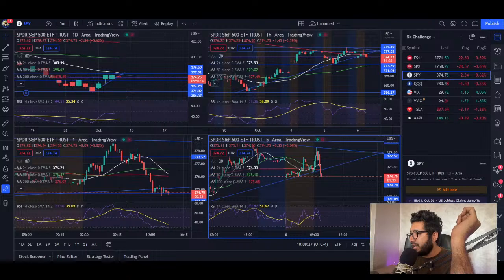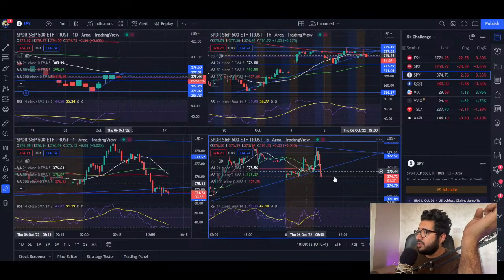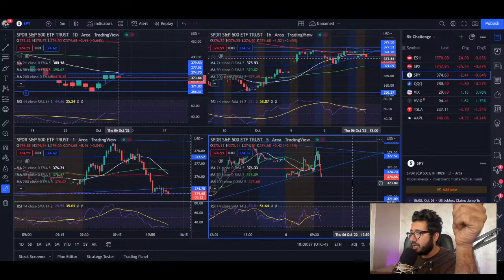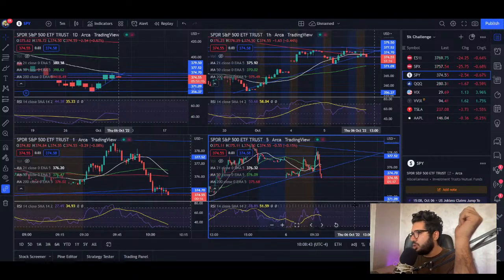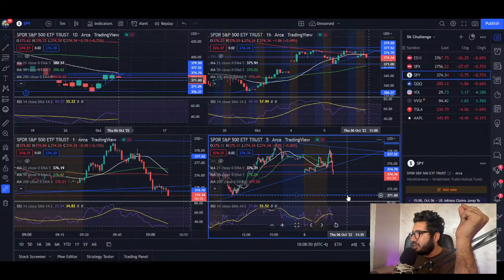Very big struggle at the 374.7, which again tells us that we did a good job drawing support and resistance here. Our support and resistances are indeed correct, so good for us, right? And of course, this was an easy one to draw because this is the pre-market low, and pre-market low almost always is very important. The pre-market high and low are almost always very, very important lines, right?